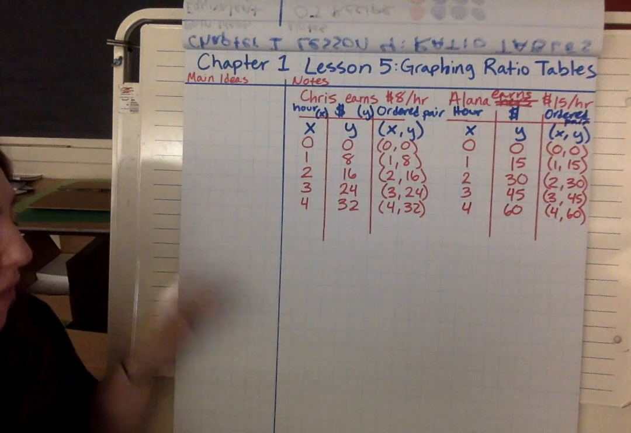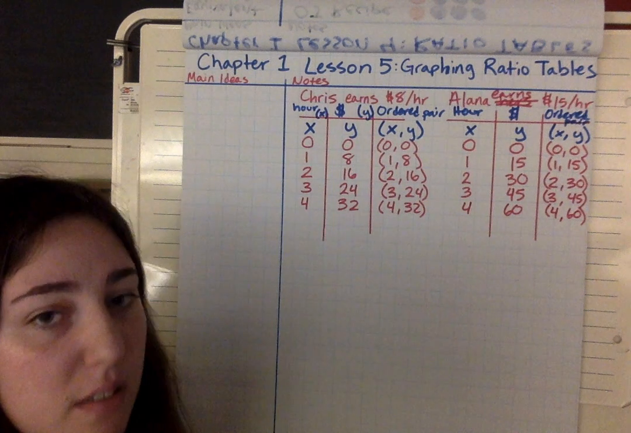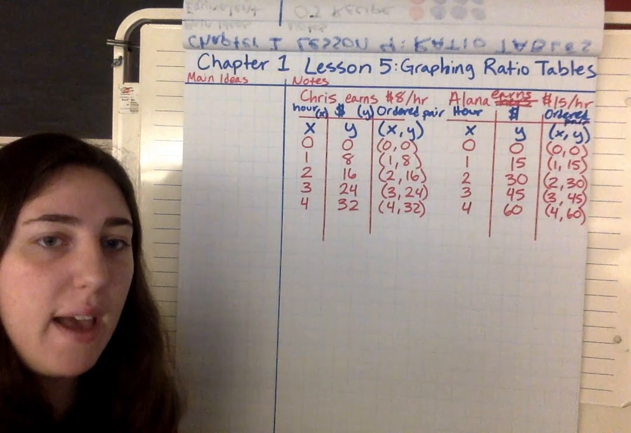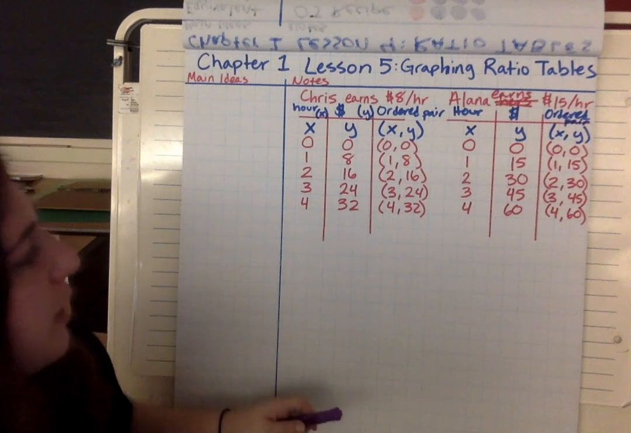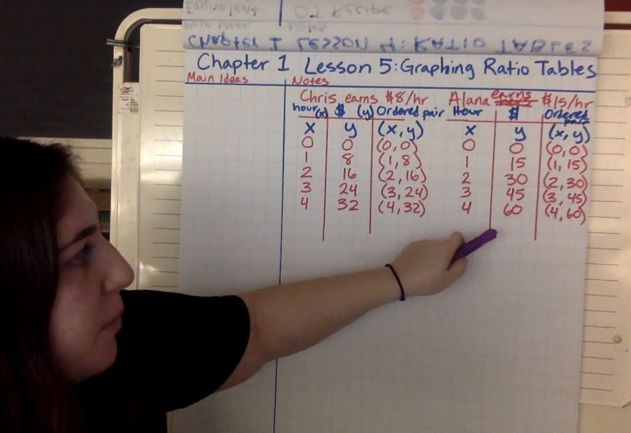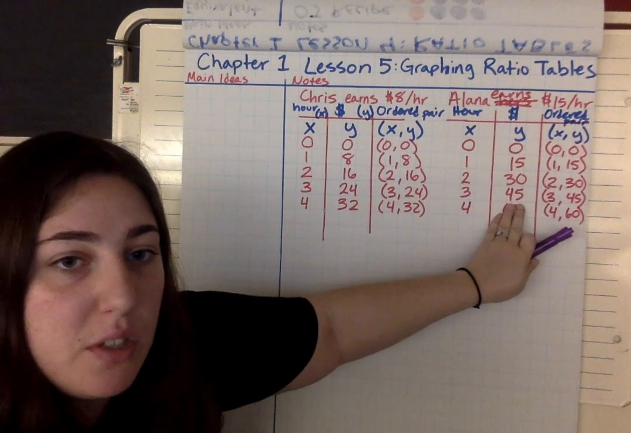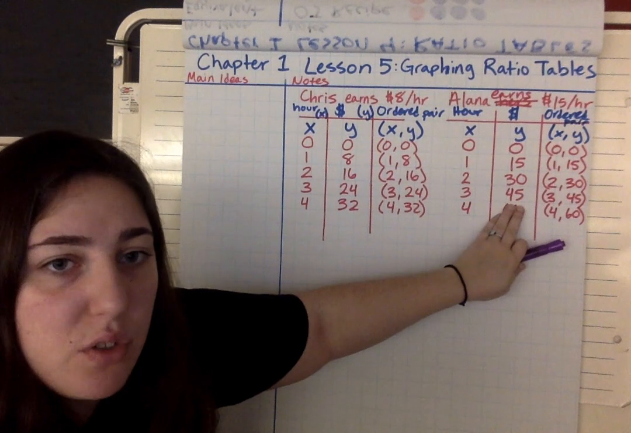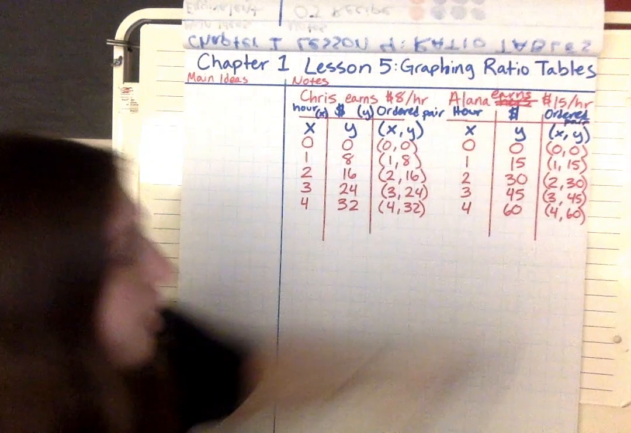Okay, so now I have all my ordered pairs. And just as a side note to connect this to what we were doing yesterday with scaling back and scaling forward, if I didn't know how much money Alana would make after 4 hours, maybe I didn't know that she made $60 and I was having trouble figuring it out. What I could do, scale forward, okay?